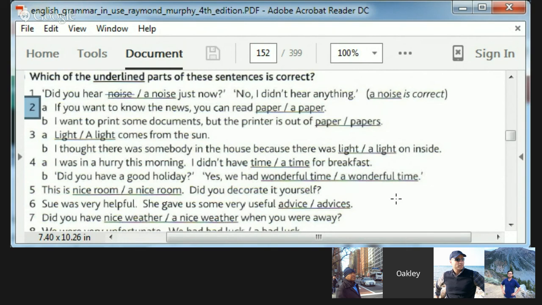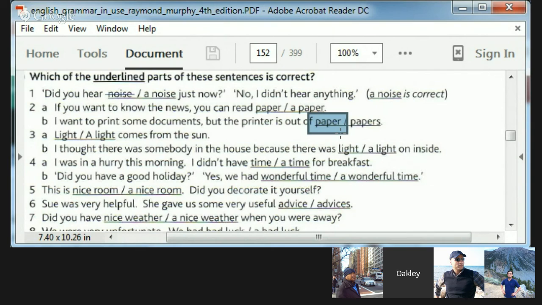Number two, Philip, I guess we'll start with you. If you want to know the news, you can read the paper. Sure. And B? I want to print some documents, but the printer is out of paper. Ah, out of paper. We're talking about the material, paper. So it's uncountable. The printer's out of paper. We can't use a plural.